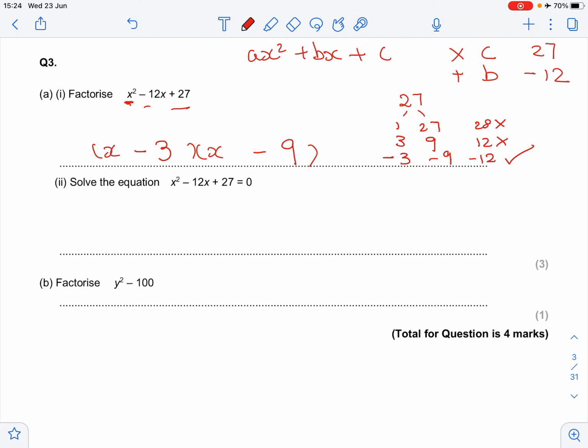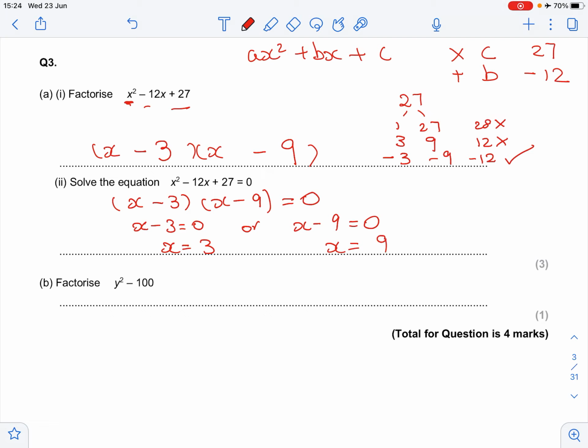Solve the equation. So we already factorized, so we got to this step: x minus 3 and x minus 9 equals 0. Now what we have to do is just set each bracket to 0. So x minus 3 equals 0, or x minus 9 equals 0. So x could either be 3 or x equals 9.